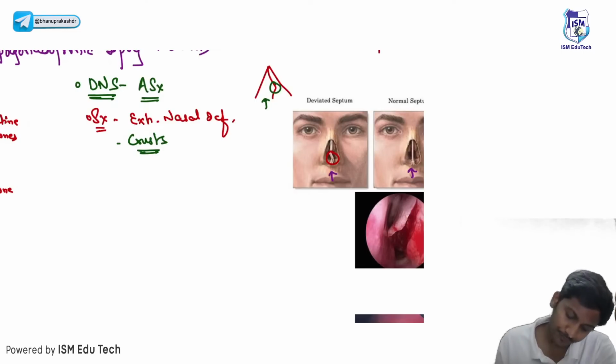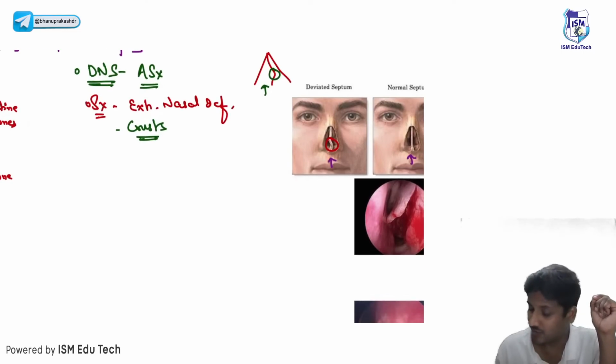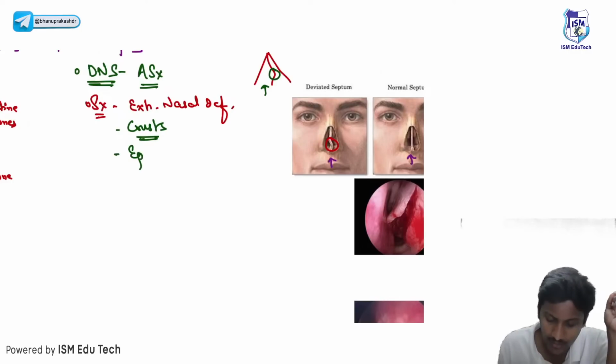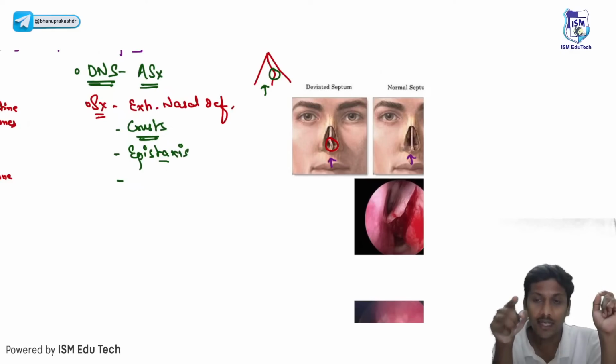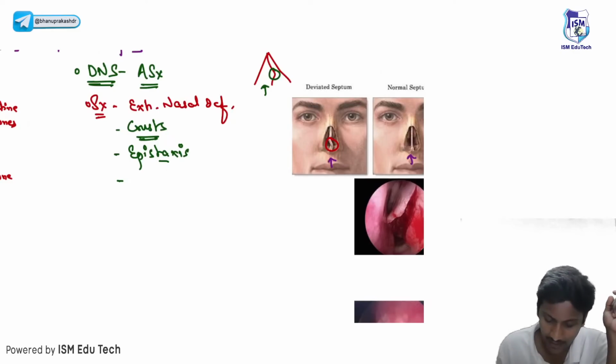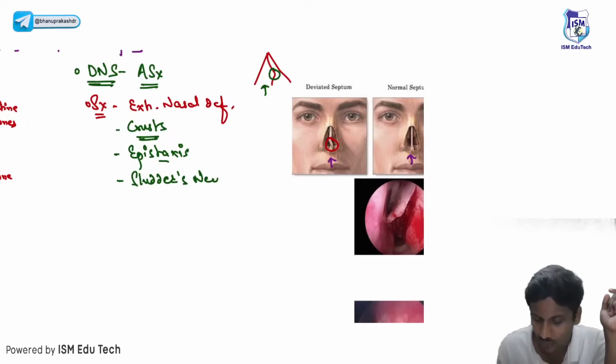Apart from this sharp angulation, which is called a spur, this spur can definitely injure the blood vessels and lead to epistaxis in the patient. The spur can also irritate the nerves, and if it does, the patient will have headache, a condition called Sludder's neuralgia. The patient will have Sludder's neuralgia as well.